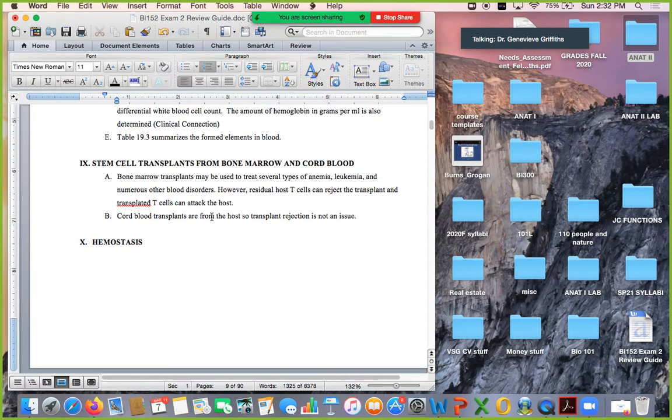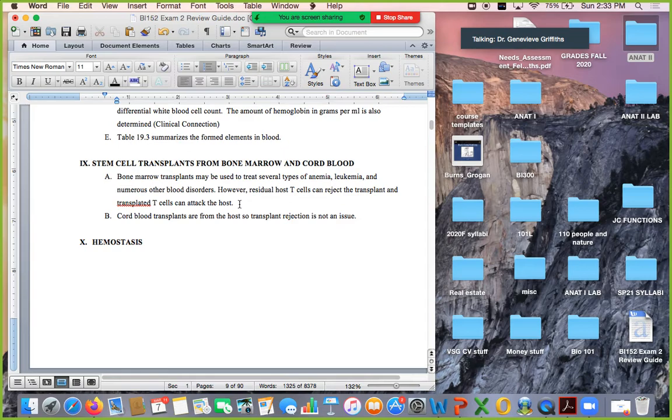All right, so if we have an issue with our bone marrow, we can have a stem cell transplant from an individual that has normal bone marrow and help individuals with something like anemia or leukemia or other blood disorders potentially recover, sometimes permanently, oftentimes needing repeated transplants. And we can also use cord blood for this as well. Now, the issue with this is that sometimes we have rejection problems. The residual host T cells can reject the transplant, and sometimes the transplanted T cells can attack the host. So we want to make sure that we're reducing this immune response.